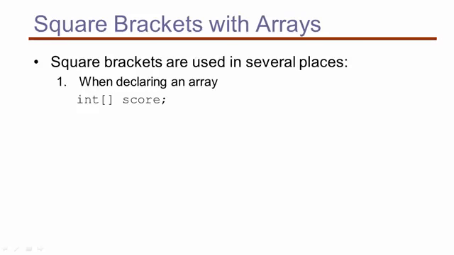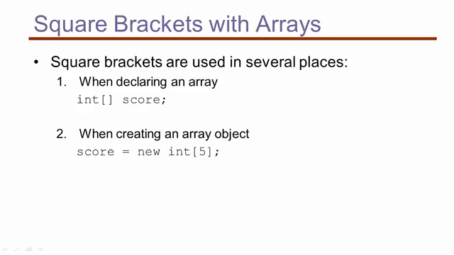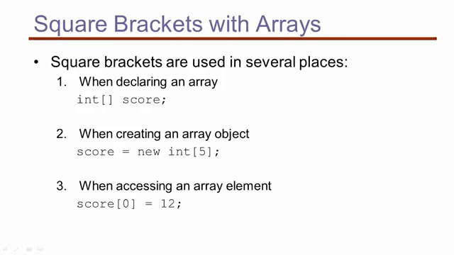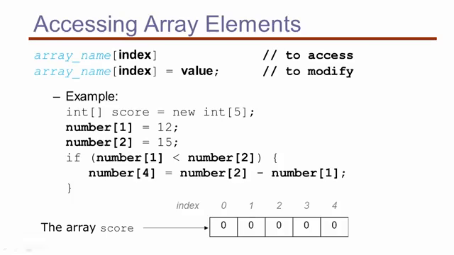First, we use empty square brackets with the base type when we declare an array variable. In that case, the square brackets are always empty. Next, we use square brackets with an integer expression when we create an array object. And finally, we use square brackets with an index to access an element of the array. When accessing an array element, we get the single element out of the array at the specified index.